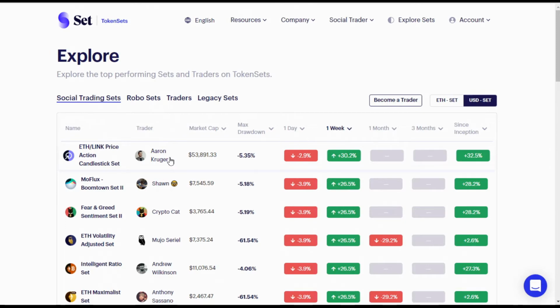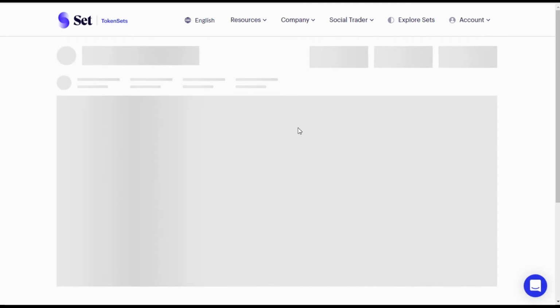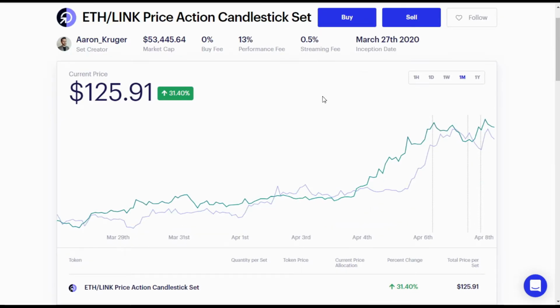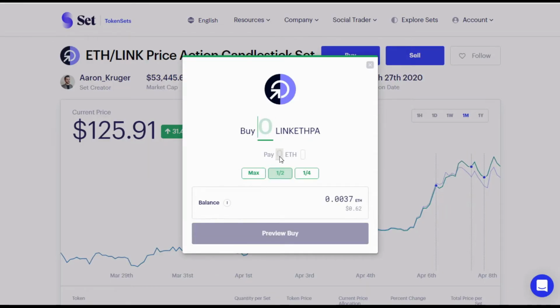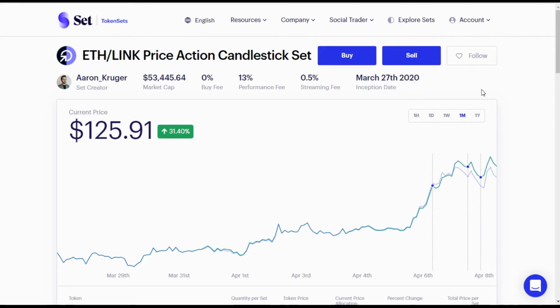And the idea is basically you just click on whatever you want, you purchase. And the great thing is you can purchase fractions. So if I just click on that, say for instance, I clicked buy, you can then type in how much ETH you're going to purchase, and then they'll give you the equivalent in the set in sort of shares.